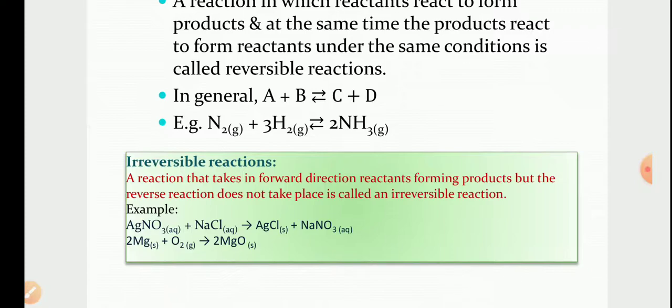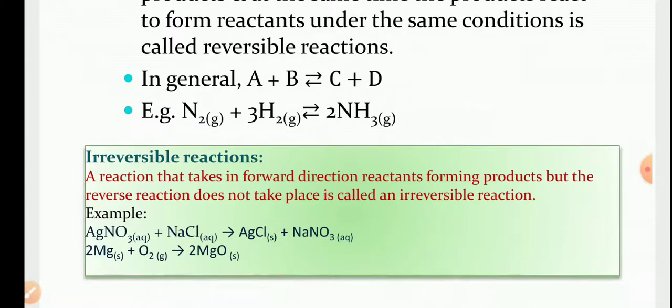Like if you add silver nitrate solution to NaCl solution, it will form silver chloride and sodium nitrate. Silver chloride salt is stable and it will be precipitated. So here it is not possible for the reaction to go back. If you react AgCl and NaNO3, it is not possible to get AgNO3 and NaCl. So this is called an irreversible reaction.